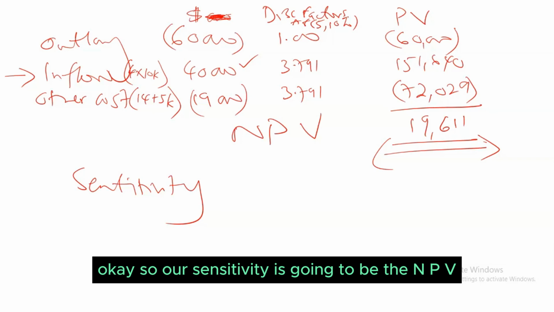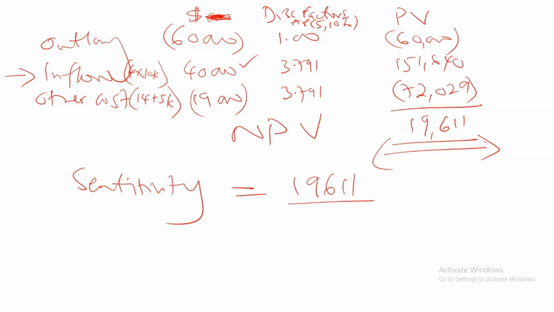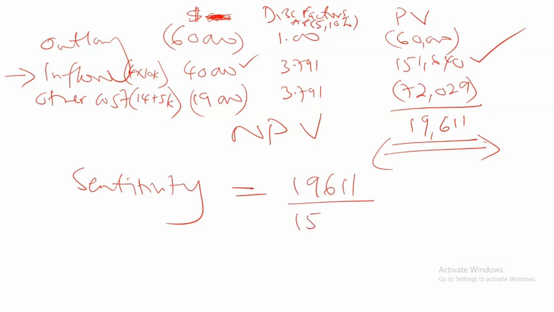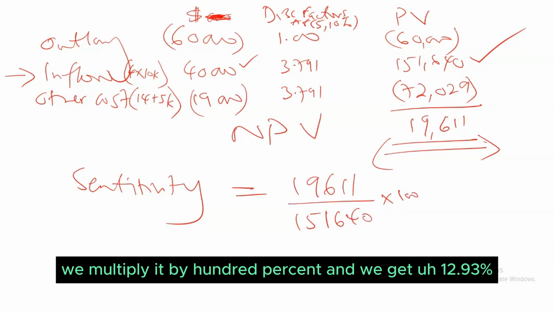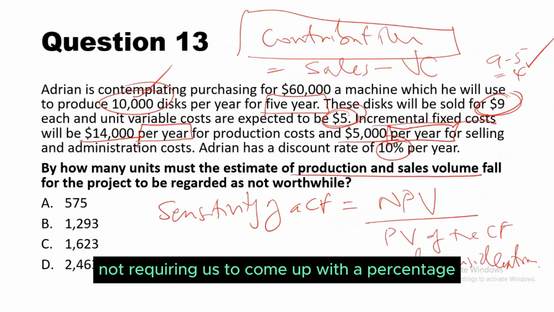Okay, so sensitivity is going to be the NPV, 19,611, divided by the present value of the inflow, the contribution, which was 151,640. Okay, we multiply it by 100%, and we get 12.93%.